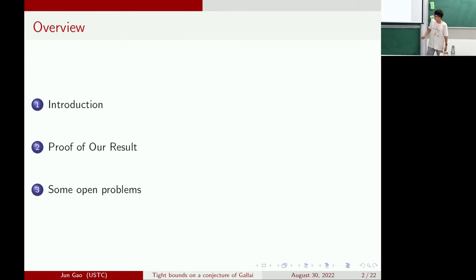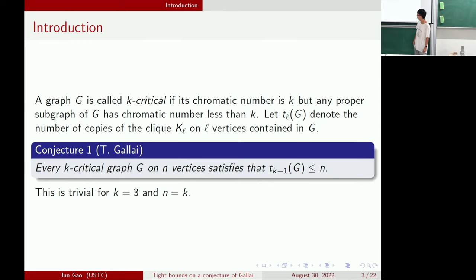We say a graph is k-critical if its chromatic number is k, but when we delete any edge of this graph, the chromatic number becomes k-1. We will have some new definitions. We let the number of copies of the clique K_l in the graph G be denoted by k_l(G). And Gallai proposed a problem like this. Let G be a k-critical graph on n vertices. He asked, is it true that any such graph has at most n cliques of size k-1? And we know this is trivial for k equal to 3 and n equal to k.